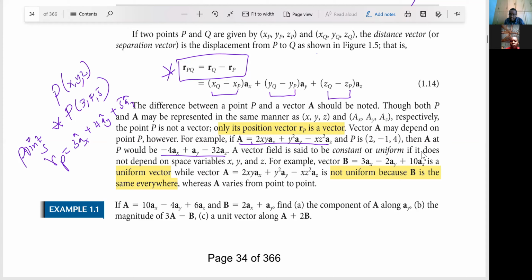A vector A may depend on point P. For example, A is equal to that, and P is equal to that. Then A would be given by this. They're saying that a vector field is said to be constant or uniform if it does not depend on space variables X, Y, and Z. For example, B is equal to this and is uniform, so you can see this one does not depend on space variables X, Y, and Z. Therefore, if you have a vector that takes that form, you see that vector is constant.